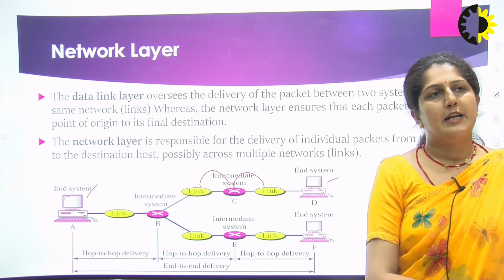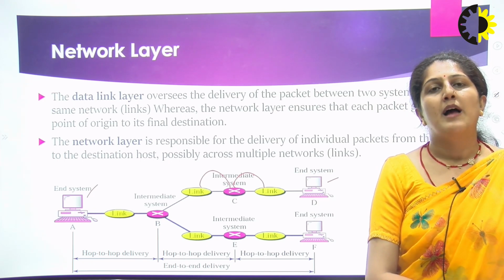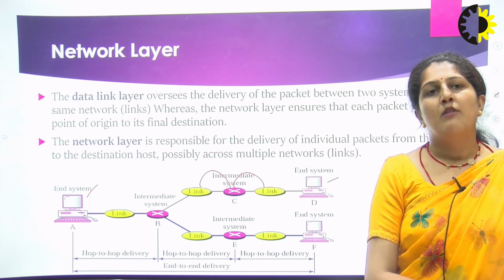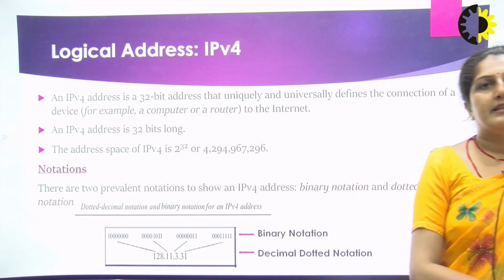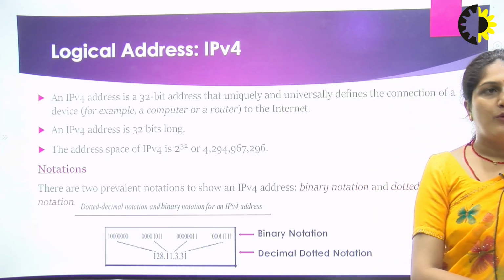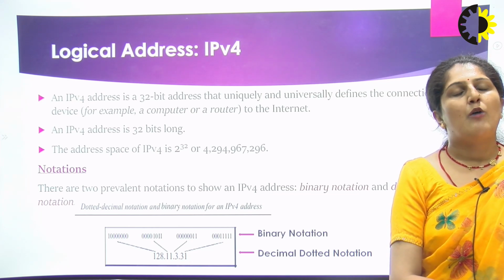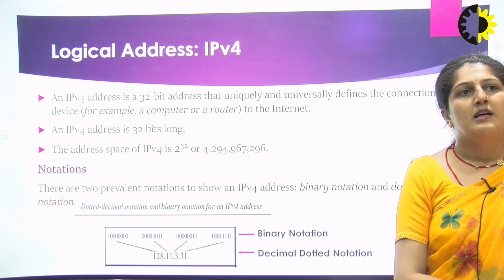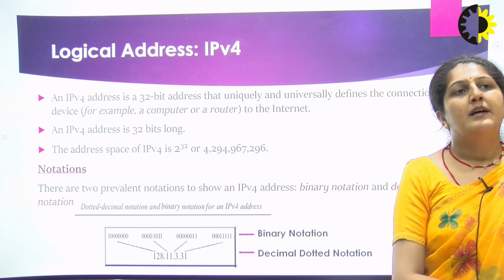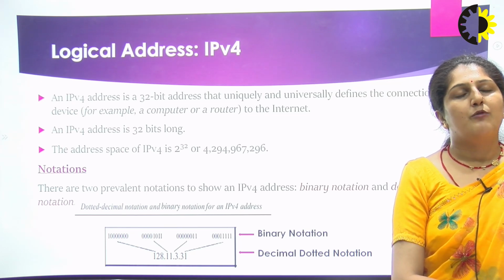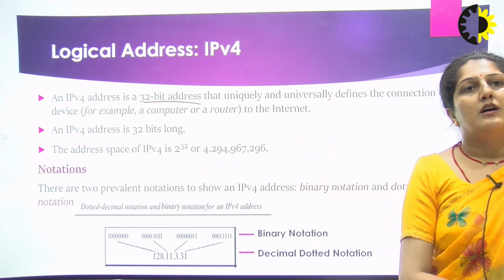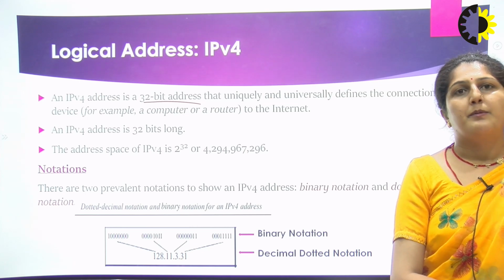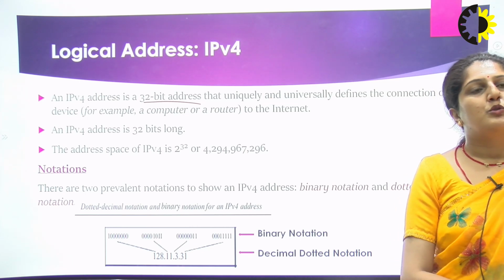Here in the network layer comes the concept of IP addresses, logical addressing. We will be discussing this further. So what is logical addressing? In IP version 4, which was used in older days, now we are using IP version 6, which is of 128 bits. But IP version 4 is the older version, with an address of 32 bits that uniquely defines the connection of a device to the internet.